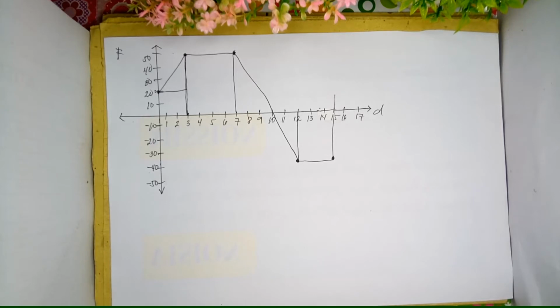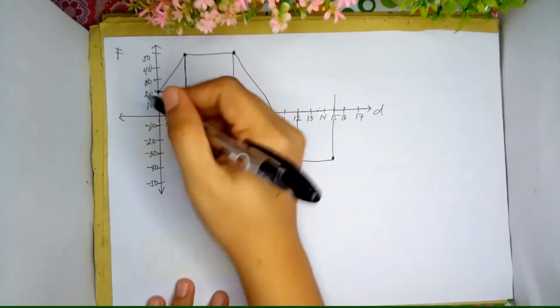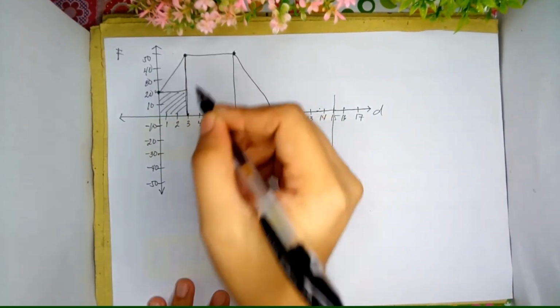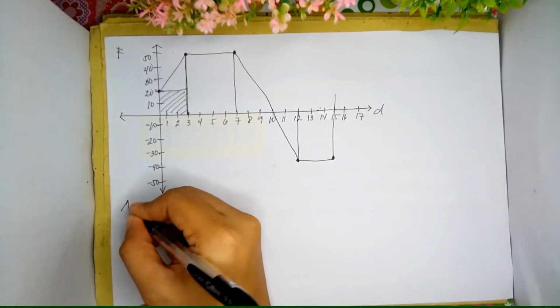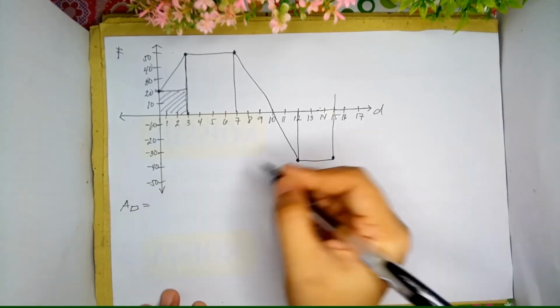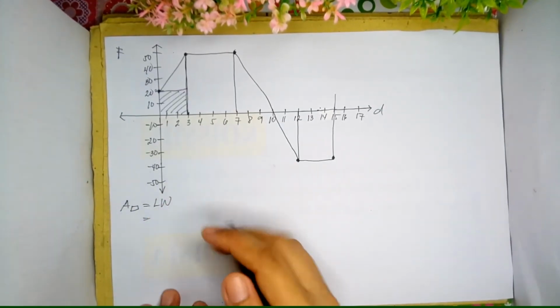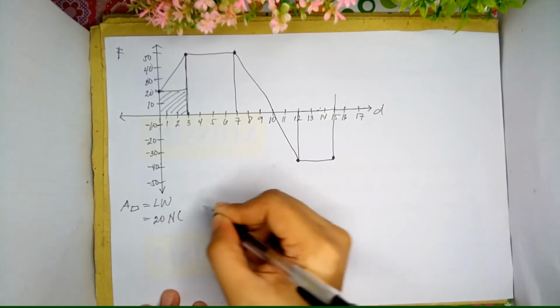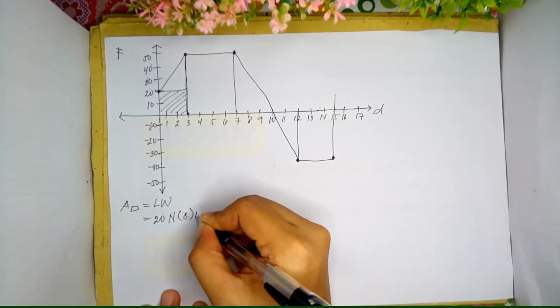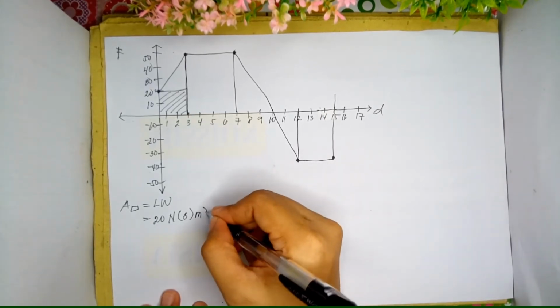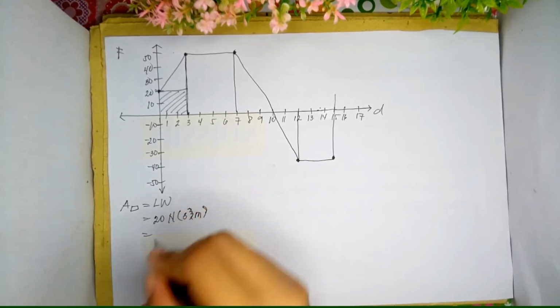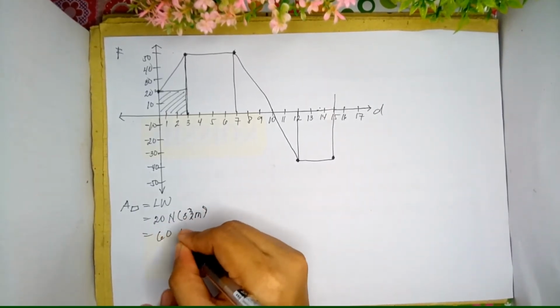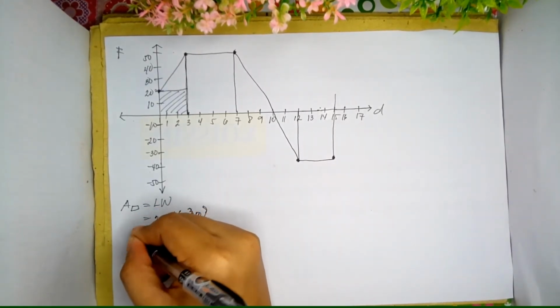Okay, so para makuha natin uli yung force, kailangan lang nating kunin yung area ng bawat shape. So, unahin na natin yung area nito. So, since rectangle uli siya, lagyan natin area ng una. So, length times width, again. So, length natin ay 20 Newton times 3 meters. Okay? So, we'll have 60 joules. So, lagyan na natin ng bilog.